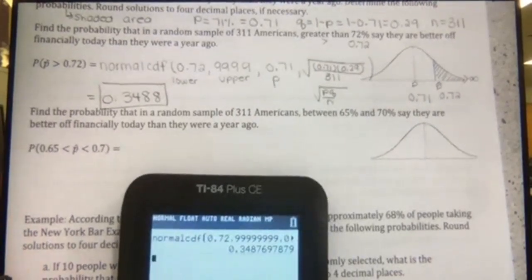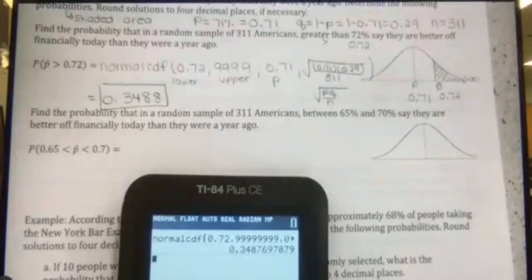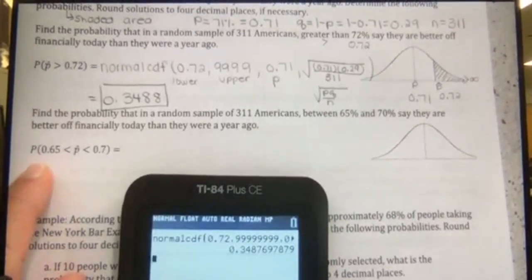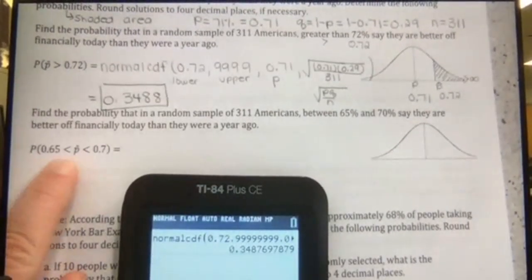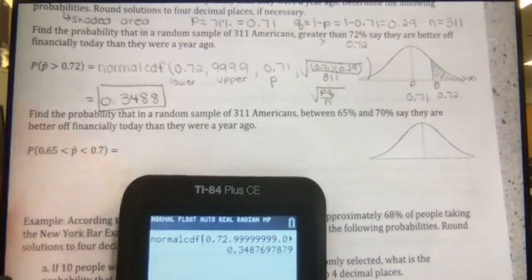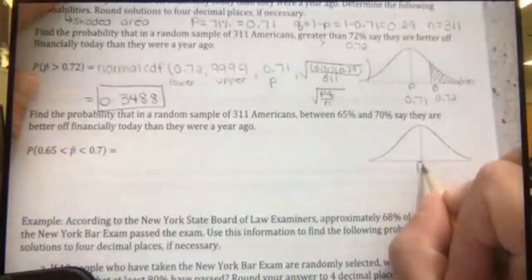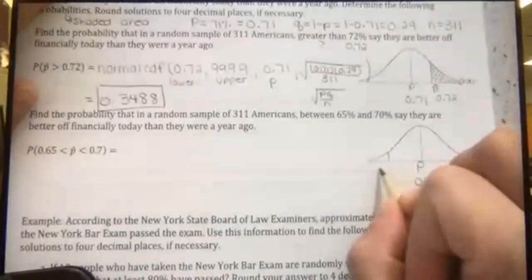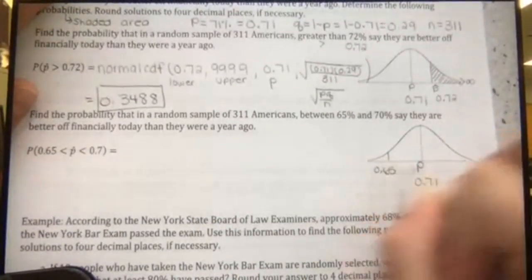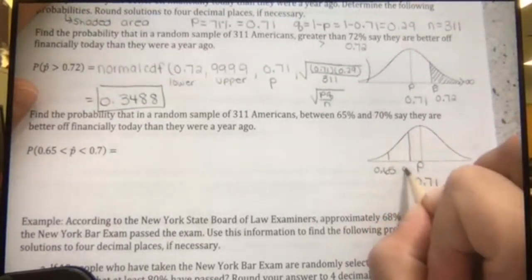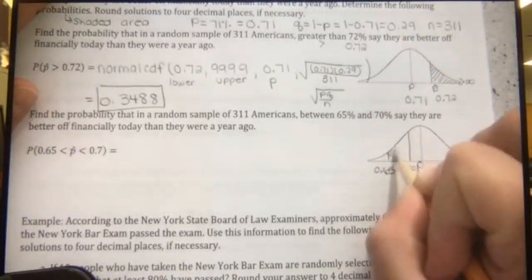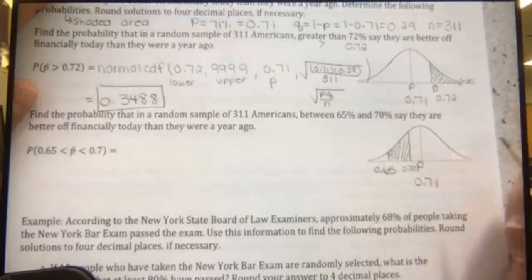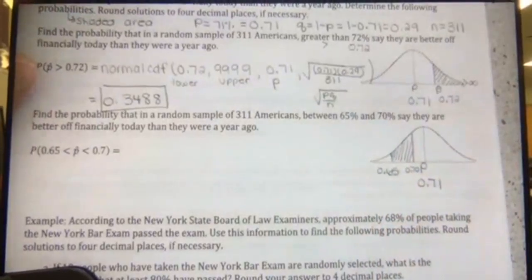So find the probability that in a random sample of 311 Americans, between 65% and 70% say they're better off financially than they were a year ago. So this time we're finding the probability, we're finding the shaded area, that p hat is between that 0.65 and 0.70. So in the middle is our p-value, which is 0.71. 0.65 is to the left. 0.70 is also to the left. And we're trying to find the area between the two. That it's between those two.